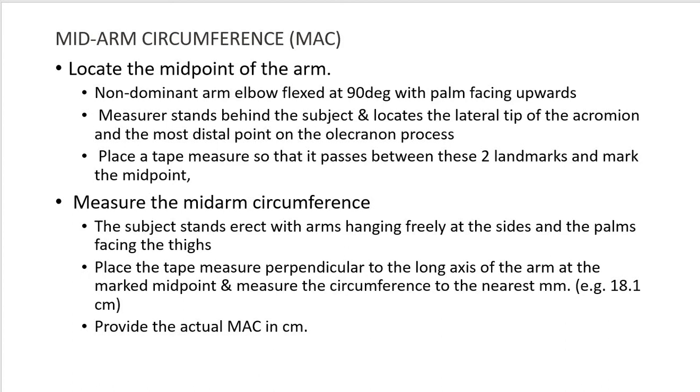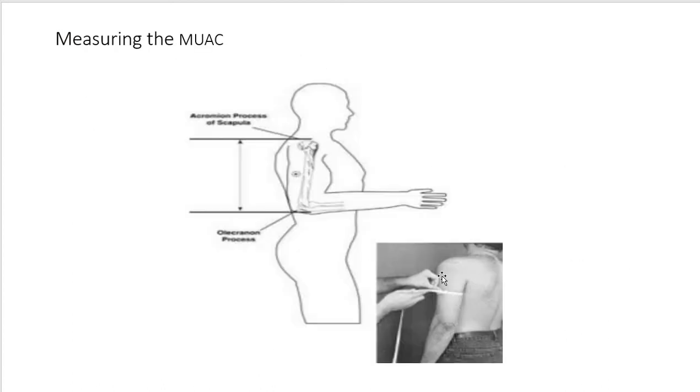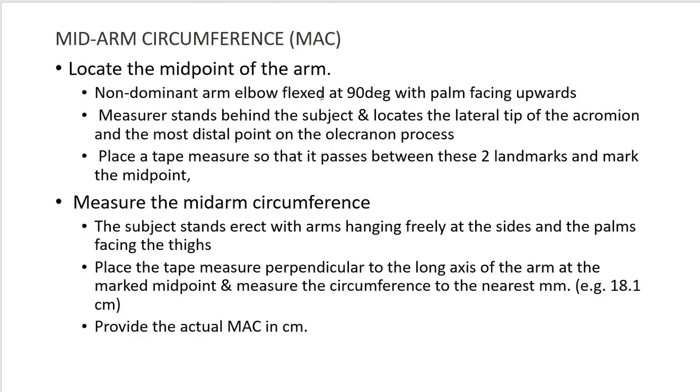One has to locate the midpoint of the arm. Why do I say mid upper arm circumference? From the shoulder bone to the elbow, that is the upper arm. That is why it is called mid upper arm circumference. How do we locate the midpoint of the arm? The non-dominant arm, with the elbow flexed at 90 degrees and the palm facing upwards.